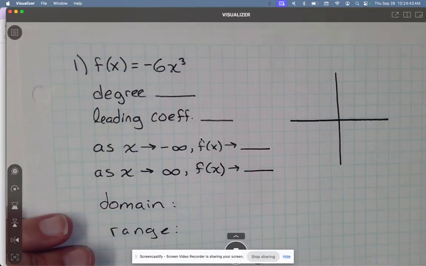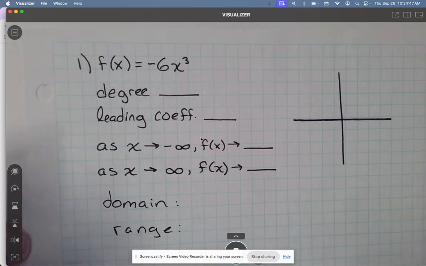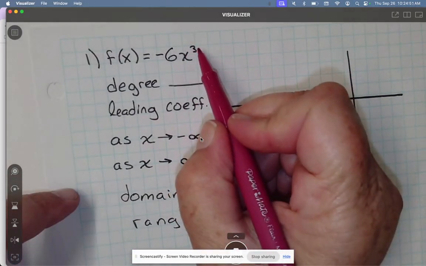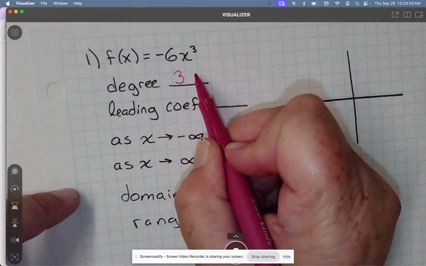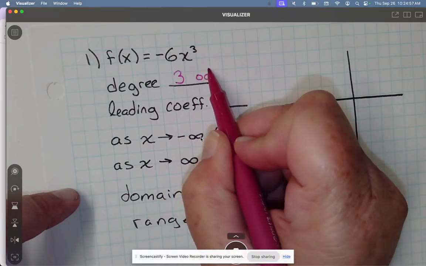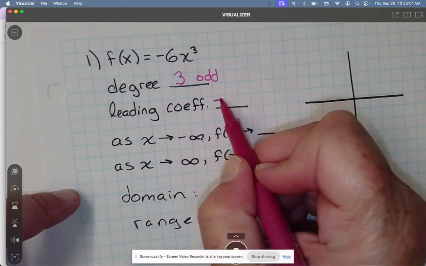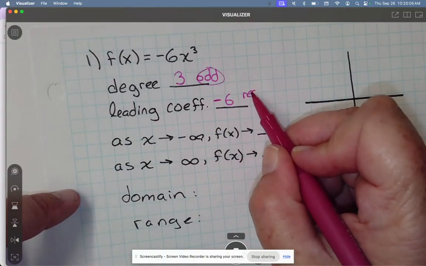Okay, and every problem is going to follow this same format. So let's talk about the answers now. The degree is the exponent, and so our degree is 3, and what's important to know about that is that it's odd. Our leading coefficient is -6, and what is important to know about that is that it is negative.